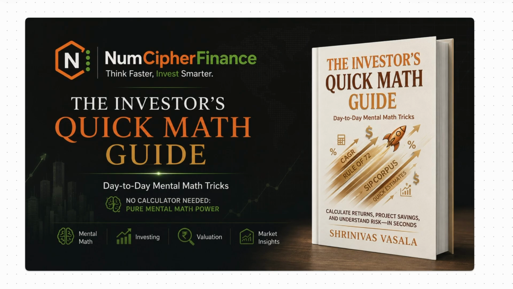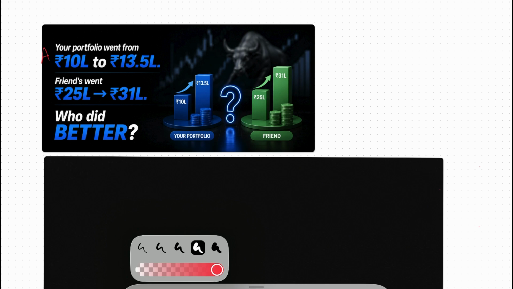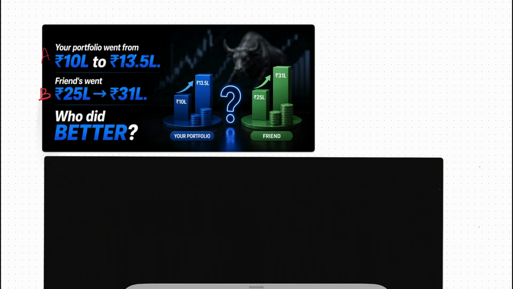Let's dive in. So you have two portfolios, right? Portfolio A, which is yours, went from 10 lakhs to 13.5 lakhs, and portfolio B of your friend went from 25 lakhs to 31 lakhs. Now who did better? This kind of situation comes up all the time for real investors. Let me walk through it step by step to really understand who did better.